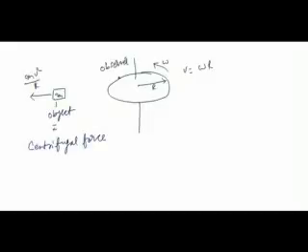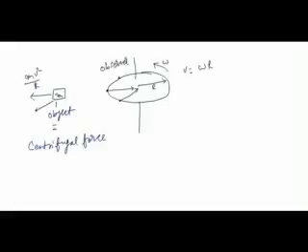So suppose the observer is at this point. The observer is experiencing a centripetal force in this direction, towards the center. For this observer, the object will appear to be experiencing a force which is directly opposite to the centripetal force, in the radially outward direction. Similarly, if the observer is at this point, he will experience a centripetal force towards the center. Now for the observer, the object will appear to be experiencing a force in this direction, which is directly opposite to the direction of centripetal force.